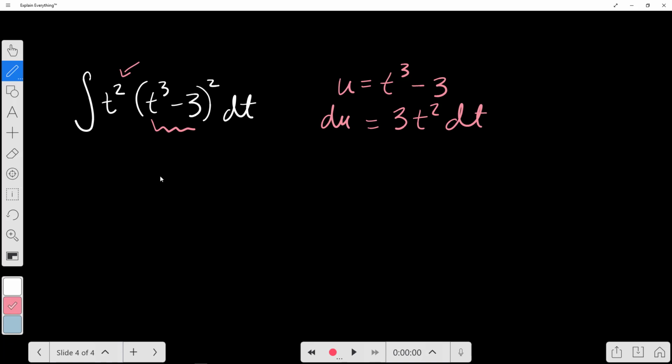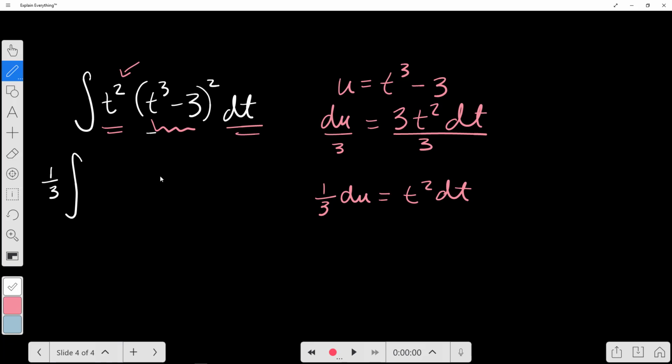I see t squared dt, but I don't see a 3, so let's divide the 3 off. I get 1/3 du equals t squared dt. So I'm going to bring my 1/3 over where I see this business. I'm going to make it u squared, and then where I see t squared dt, I already have the 1/3 du. So this becomes 1/3 u to the 3rd over 3, the antiderivative.